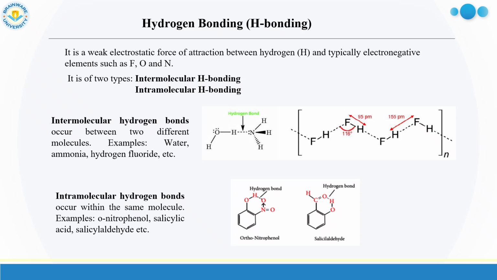Intramolecular hydrogen bond occurs within the same molecule. Examples: ortho-nitrophenol, salicylic acid, salicylaldehyde. In ortho-nitrophenol, intramolecular hydrogen bond occurs between hydrogen of the alcoholic group and the oxygen of the nitro group. Similarly, in case of salicylaldehyde, intramolecular hydrogen bond occurs between hydrogen of the alcoholic group and oxygen of the aldehyde group.